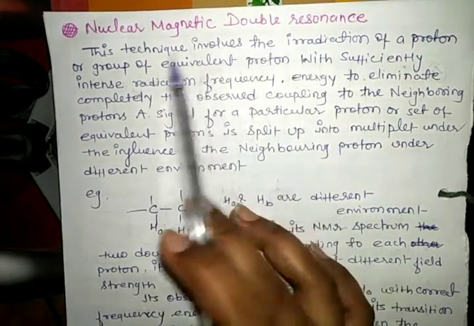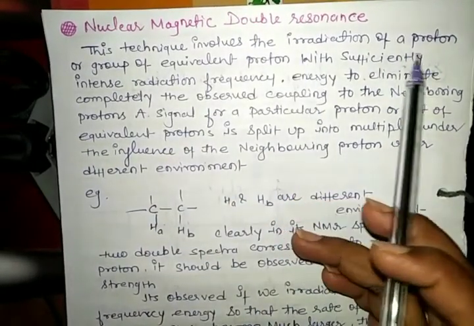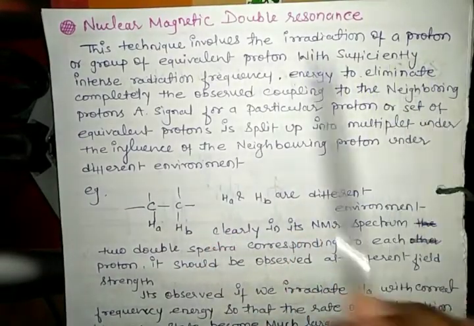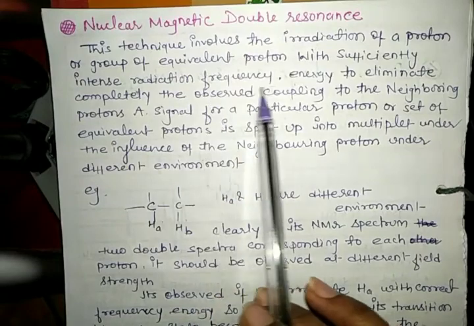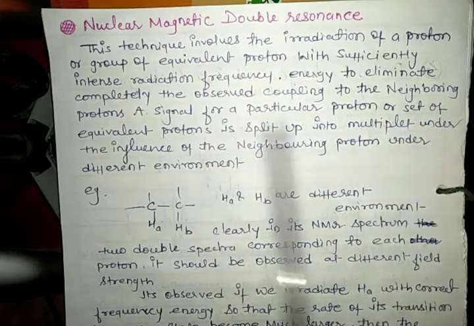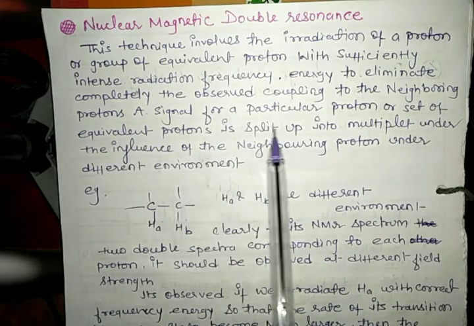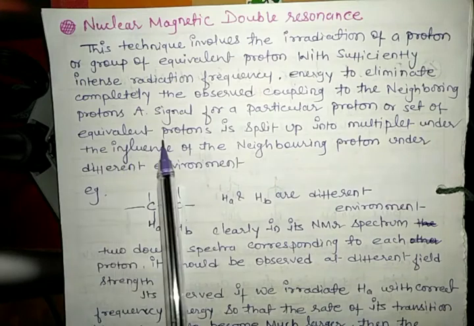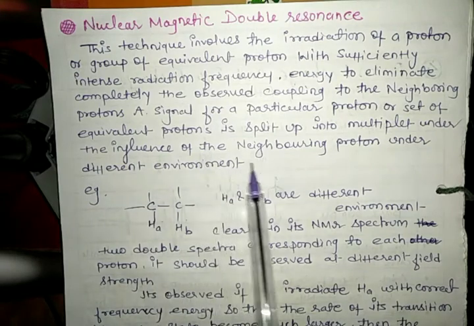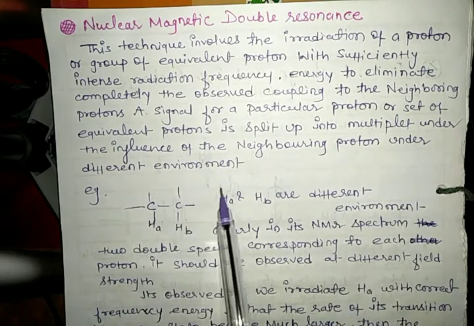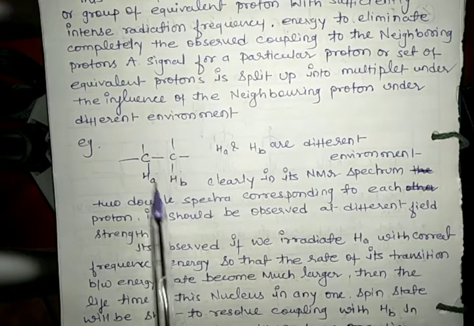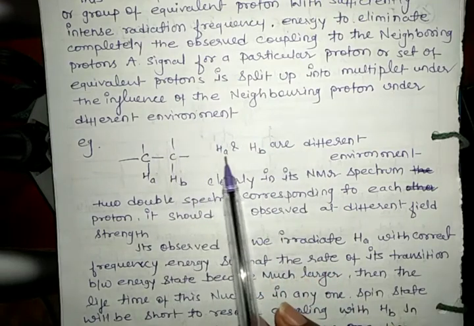Nuclear magnetic double resonance. This technique involves the irradiation of a proton or group of equivalent protons with sufficiently intense radio frequency energy to eliminate completely the observed coupling to the neighboring protons. A signal for a particular proton or set of equivalent protons is split up into a multiplet under the influence of neighboring protons in different environments.